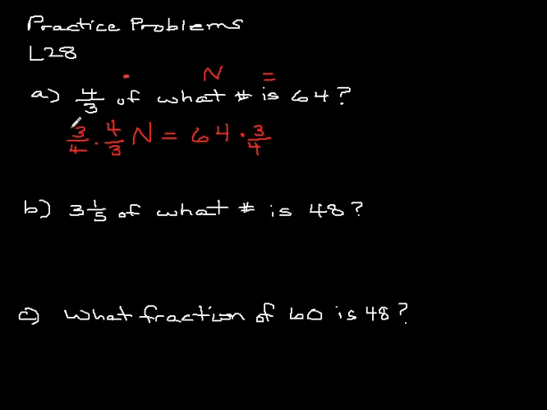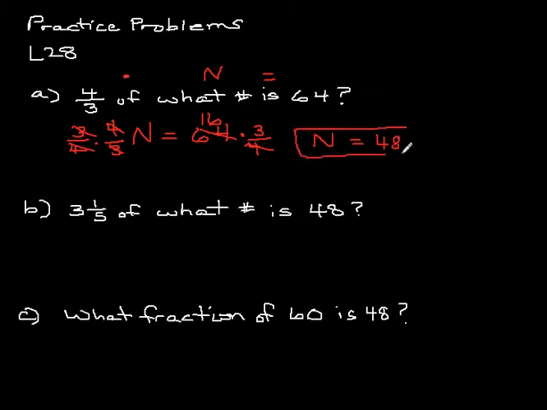64 divided by 4 is 16. So I'm just going to take that and get 16 times 3 is 48. So 4/3 of 48 equals 64.